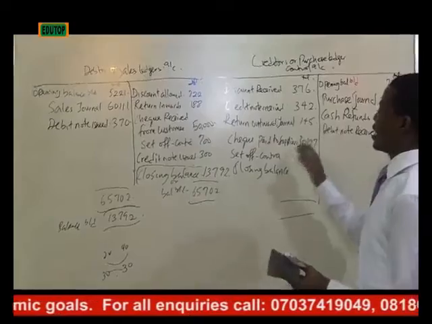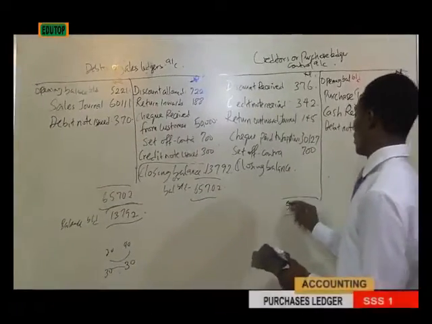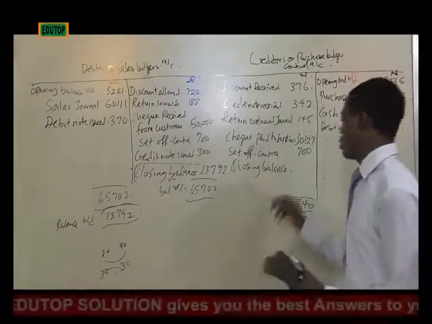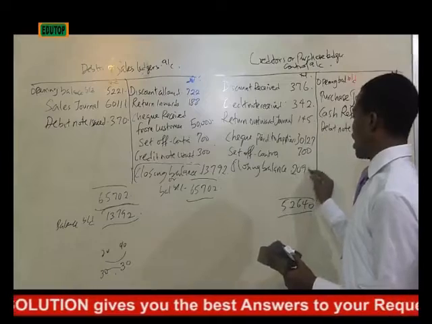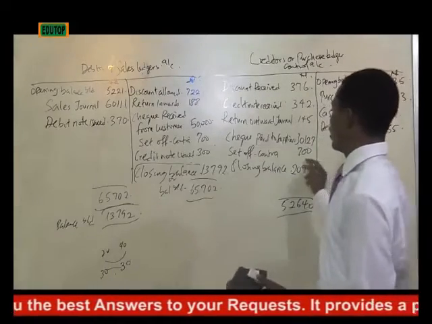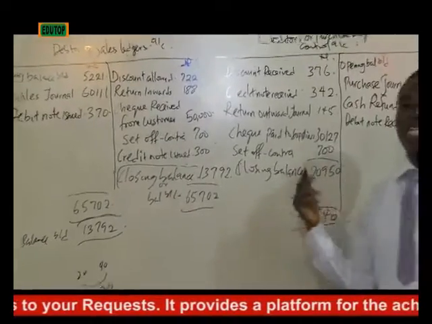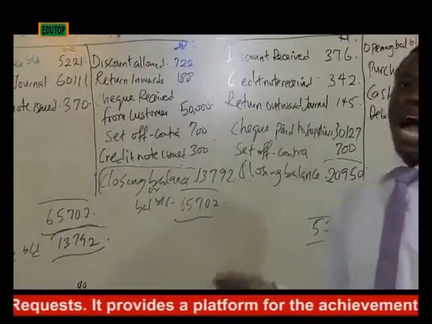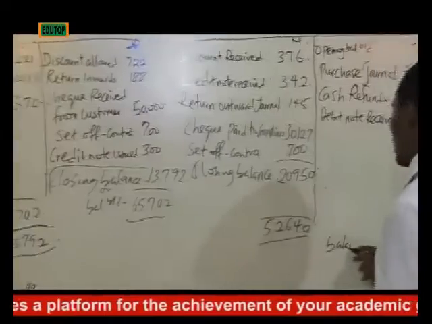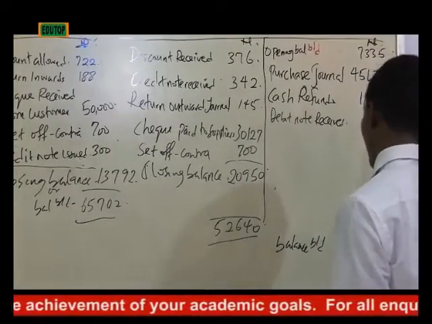This credit side is greater than this debit side. So the difference is 2950. So this is the total creditors that you have. That is the total amount that you are owing your supplier at the end of the day. So you bring it down here, balance b/d, which is 795.